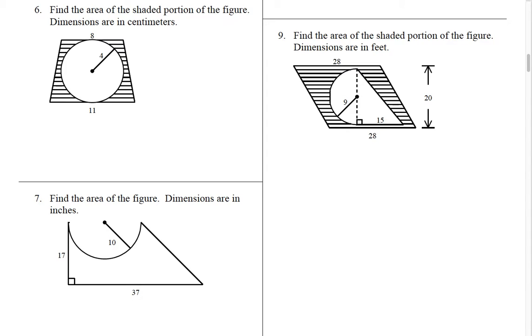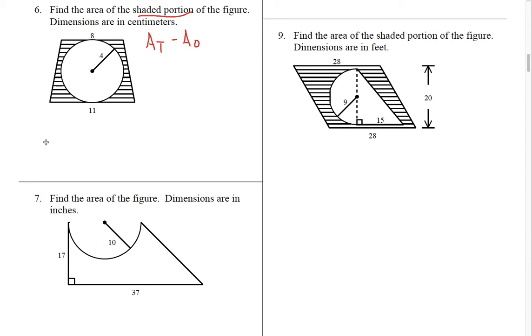Let's do some review on finding the area of composite figures. Composite means it's composed of one or more different figures. So in this case, we have a trapezoid and a circle inside the trapezoid, and we're asked to find the shaded portion. The way that we would set this up would be to find the area of the trapezoid and then subtract the area of the circle.